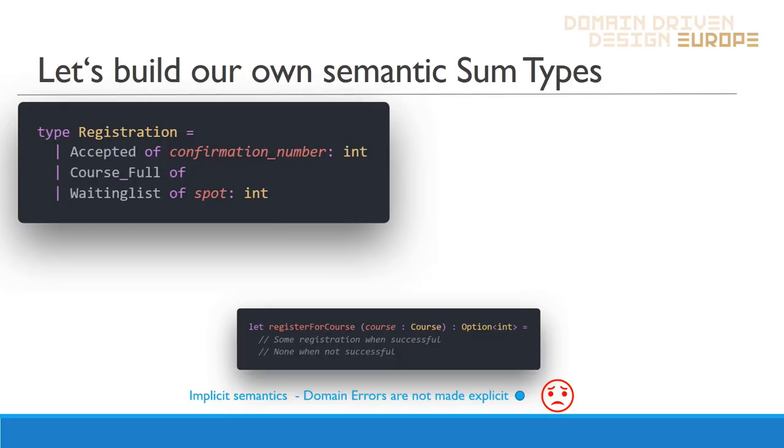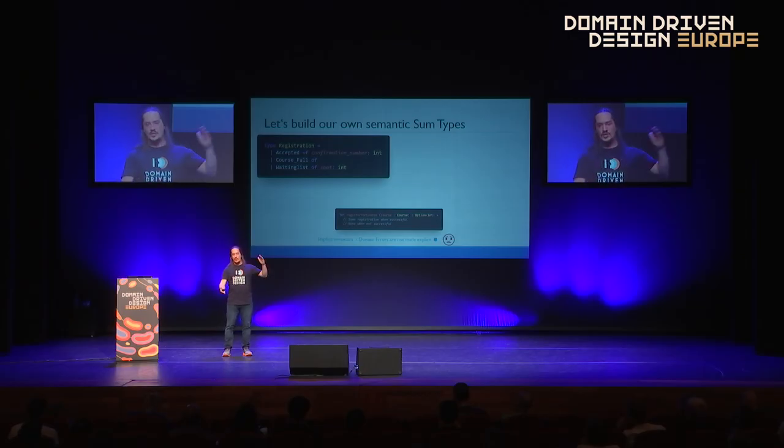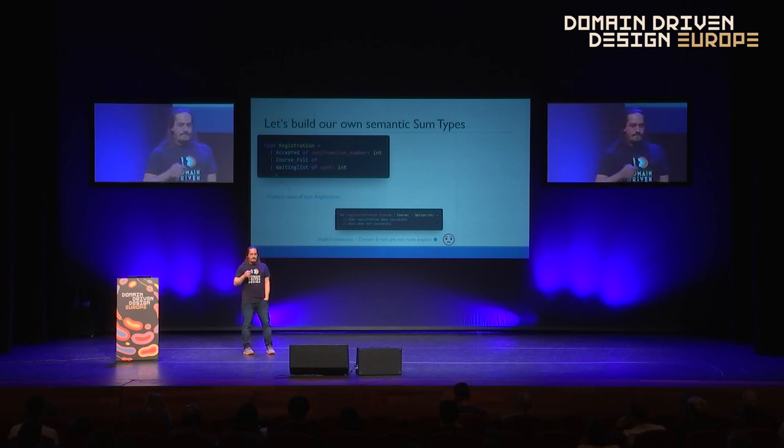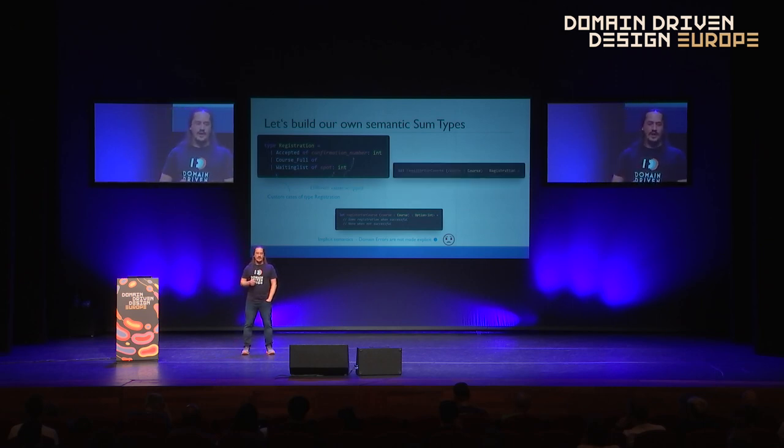And a registration can be one of either cases. It's an accepted registration with a confirmation number in it, or it's a course full without any other fields, or it's a waiting list spot, right? So these are the different cases you can get. It's either accepted, the course is full, or you're on a waiting list now. And those cases carry their own information with them. So you can imagine how much code this would be as an abstract class with subclasses, but still, it's just typing, and it would work. Now, these are the cases. These are the different values in there. And this is now the return type of the function we need.